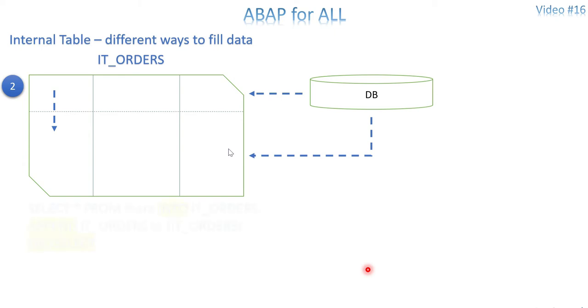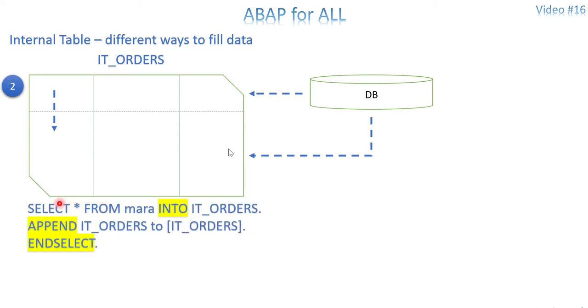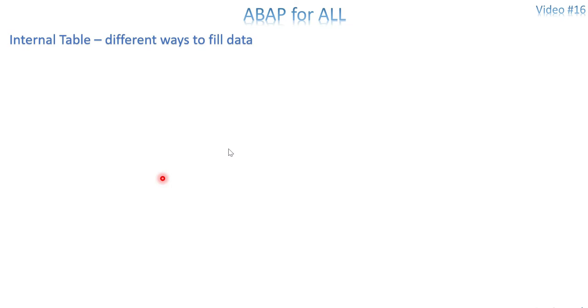Another one, this is for all the fields. Select star from Mara into IT orders, append IT orders to IT orders, and all the fields go from database table to body of internal table directly. So select star from Mara into table IT underscore orders. It's a very rare scenario to get all the fields from this huge table in real-time scenarios.